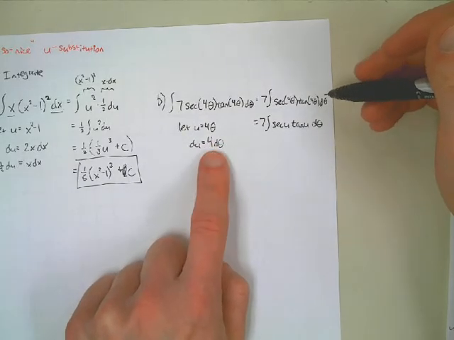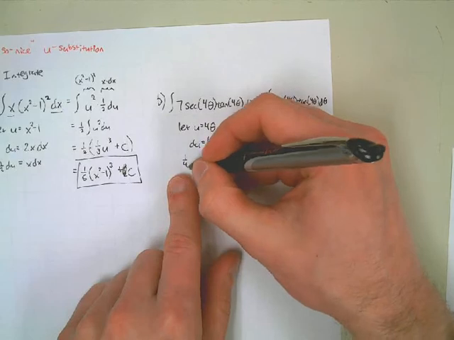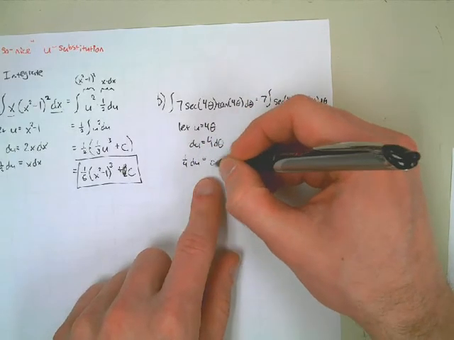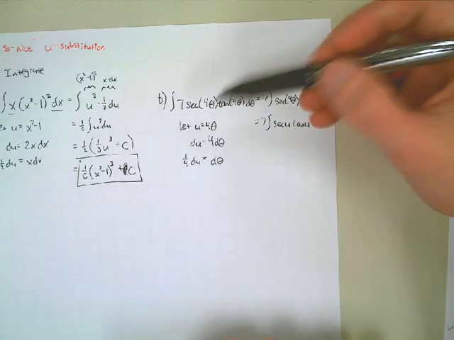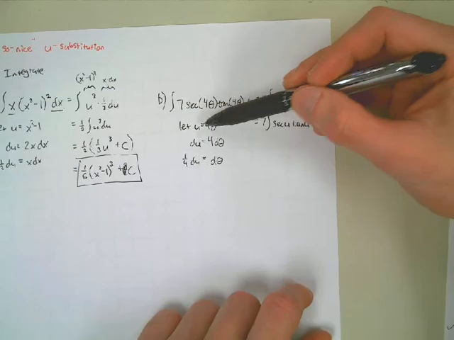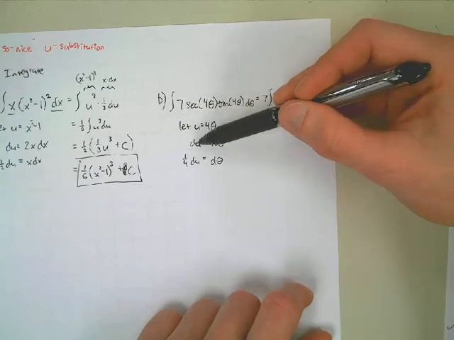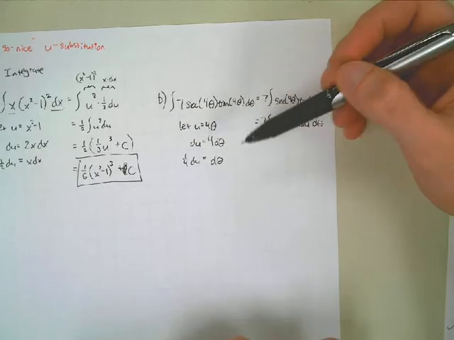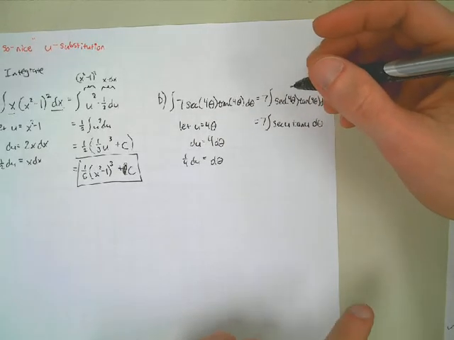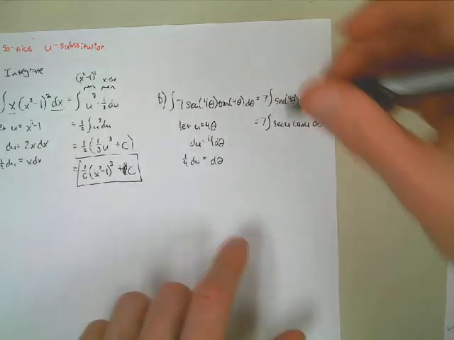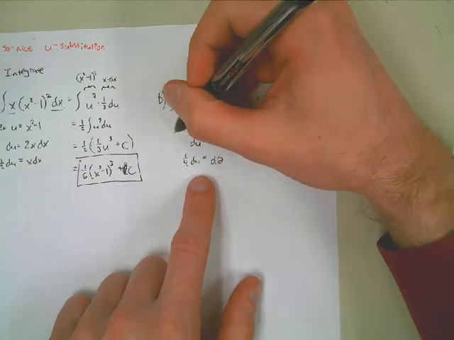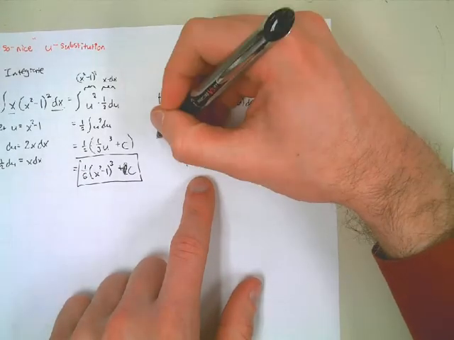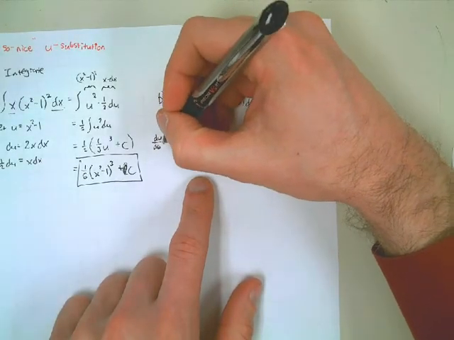Wait, why is du equals 4 theta? Where'd the 4 come from? U equals 4 theta. The derivative of u is du. The derivative of 4 theta is 4 d theta. And again, if that's uncomfortable, Ryan, what's really going on here, like I said, the intermediate step is it's really du d theta equals 4, and then we multiply the d theta back over.